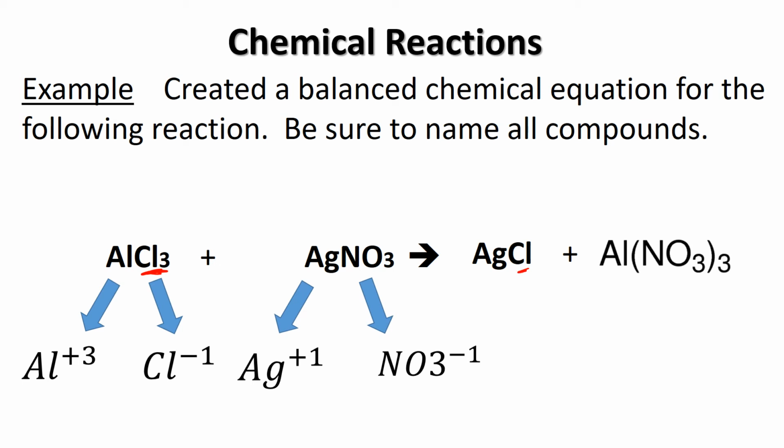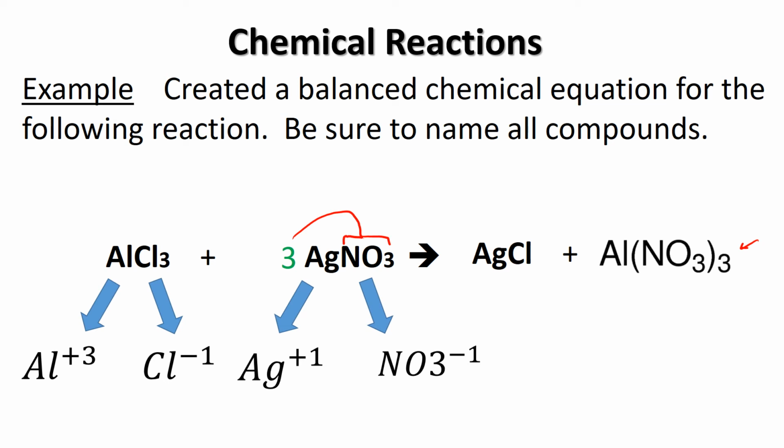But frankly, I think I want to start with the nitrates because I've got 3 nitrates on this side, right? 3 of those, and I only have 1 nitrate there. So I think the nitrates are the first thing I'm going to balance. So if I do have 3 on the right-hand side, I better put a 3 in front of that particular compound. So that gives me 3 of these NO3s here.